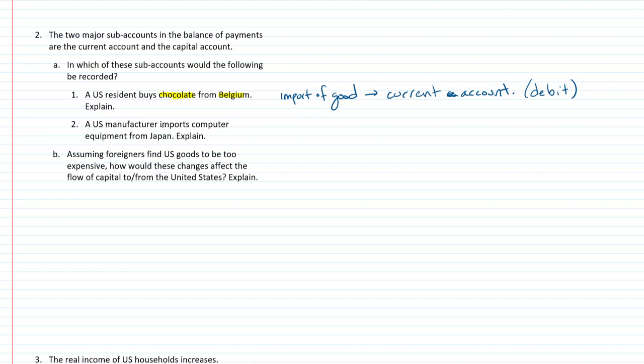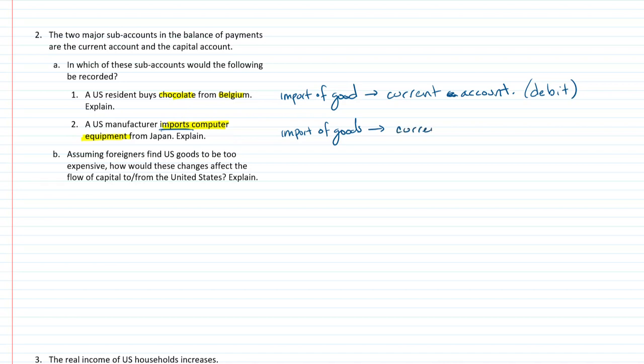U.S. manufacturer imports computer equipment. The key word here, though, is that they actually import the equipment. So again, we have the import of goods. It does not matter if those goods are physical capital for a business or if they are private non-durable goods like chocolate in the prior example.